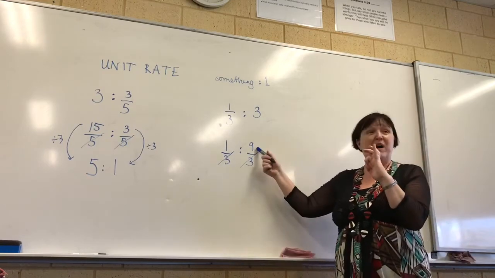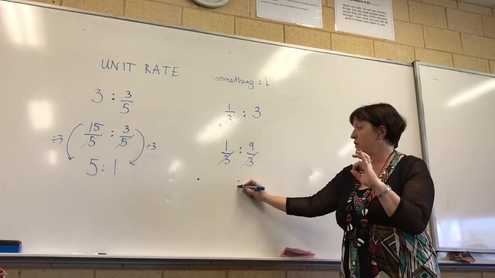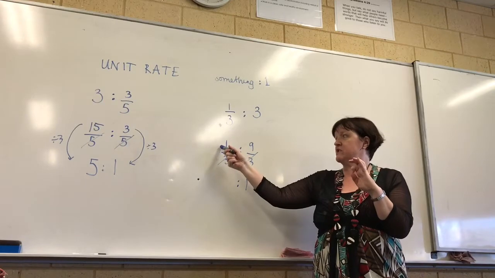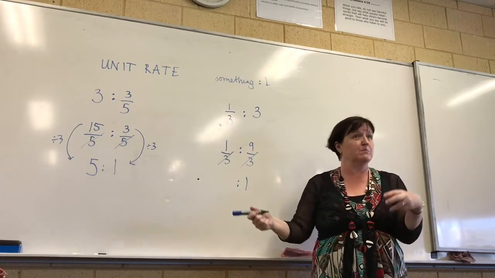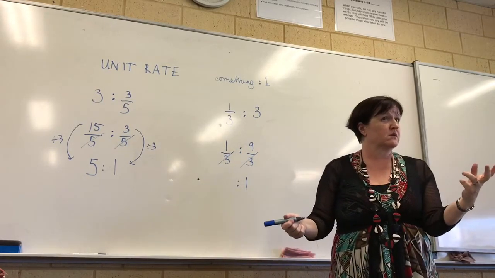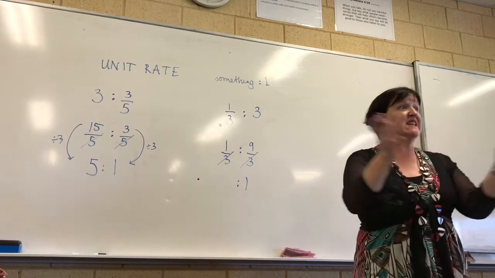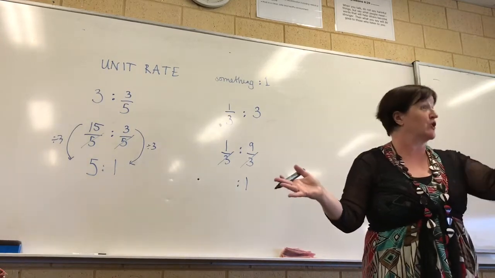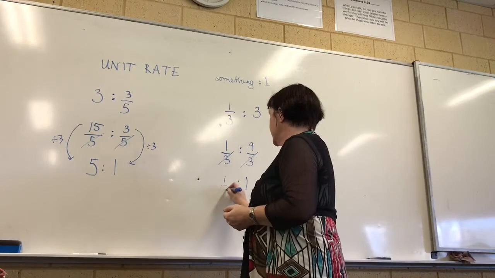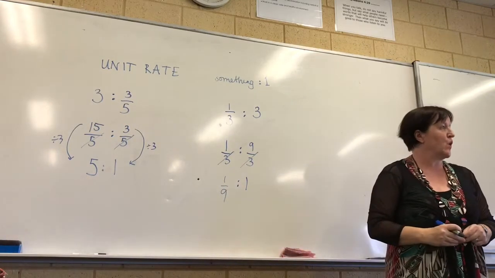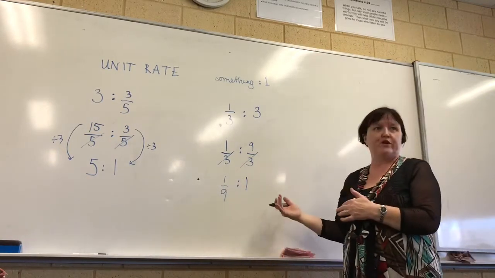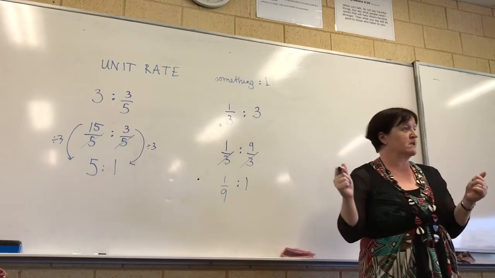So I've got to divide that by 9 to get the 1. So what do I have to do to the 1? Divide it by 9 becomes what? If you've got one whole one and you divide it into 9 equal parts, what have you got? 1/9, that's right. So it's 1/9 to 1. So 1/9 to 1. You all with me?